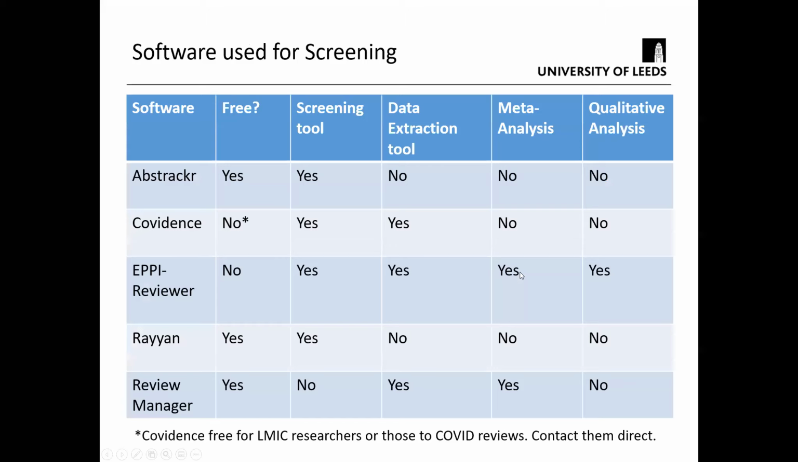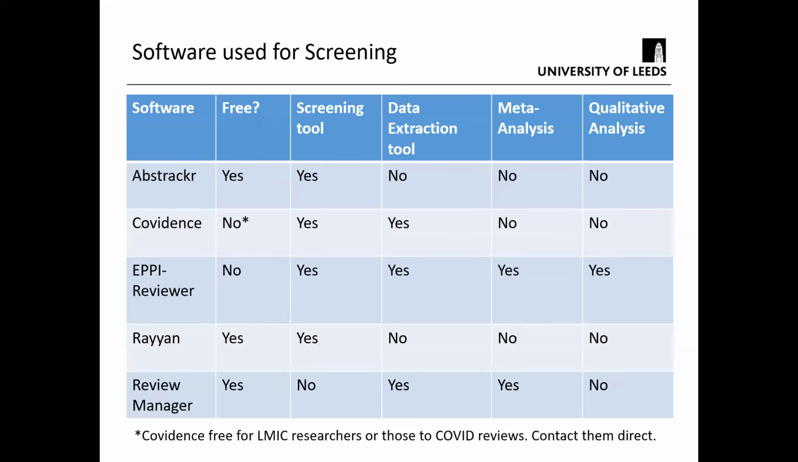Software for screening. So I put together a little table because we've just looked at Rayon and there's lots of different software available. These are the most commonly used ones, I think, at the moment. Most of them on here are free. Covidence isn't free, but it could be. If you're doing a very small review with 500 or less references, then you can use a trial version for that. But it's very rare that you would only have 500 references.